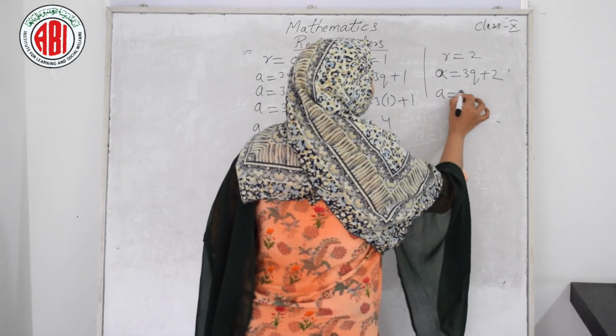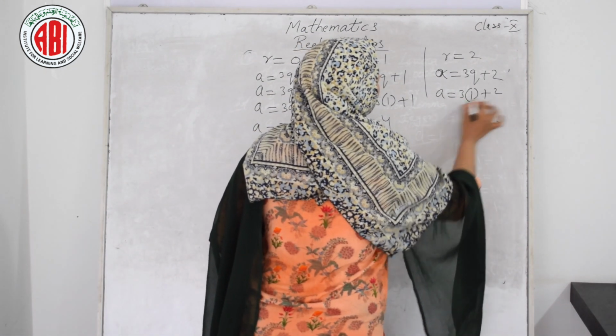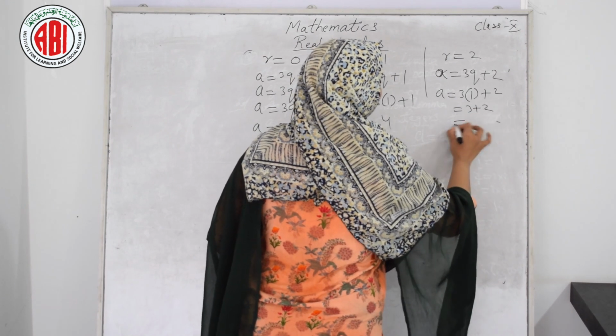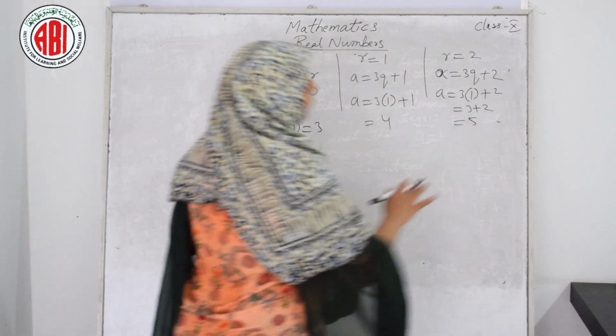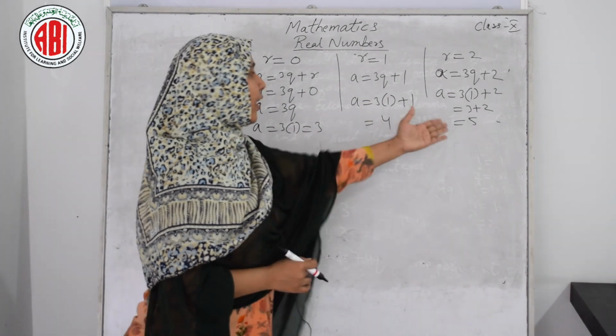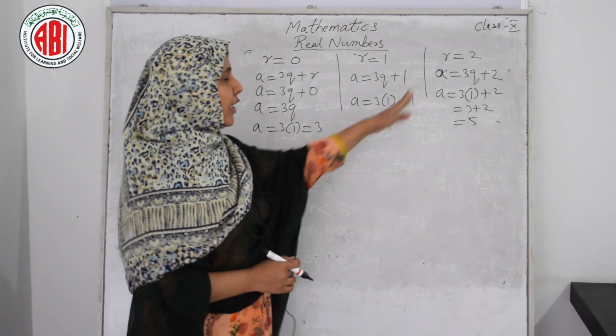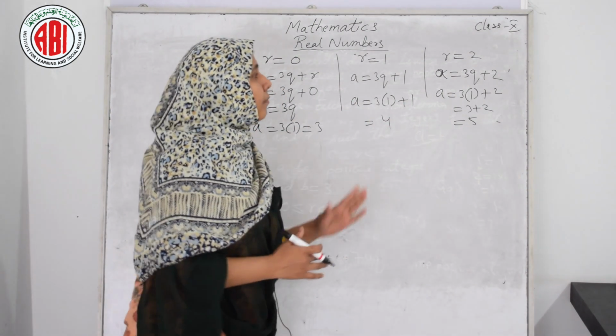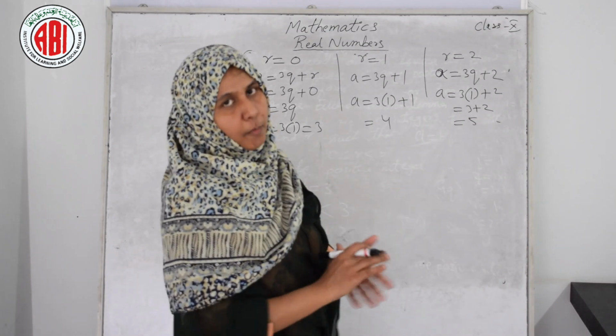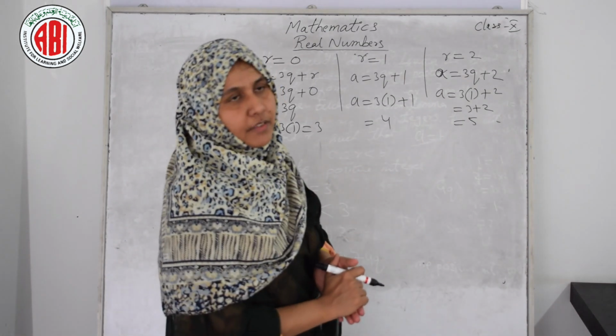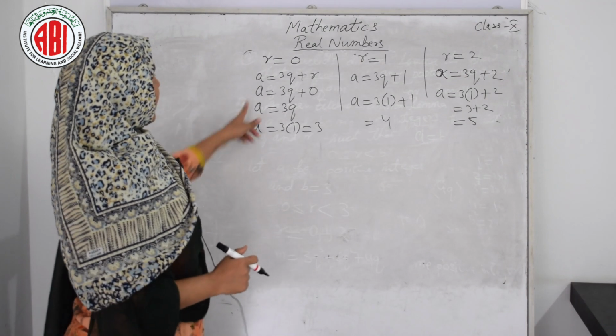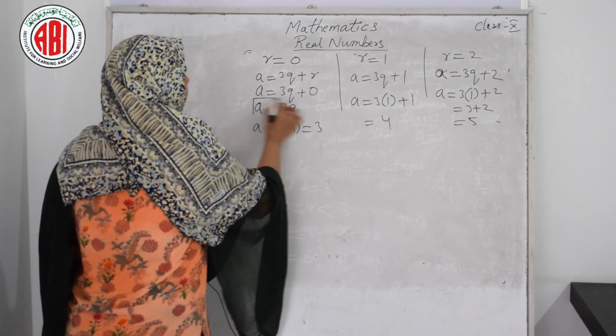Here also, if I take q as 1, 3 1s are 3 plus 2 is 5. 5 is a positive integer, right? 3, 4, 5. So a is nothing but a positive integer. But after that we have to prove the square of any positive integer. So let us do it. First we will take a is equal to 3q. This one we will take, right?